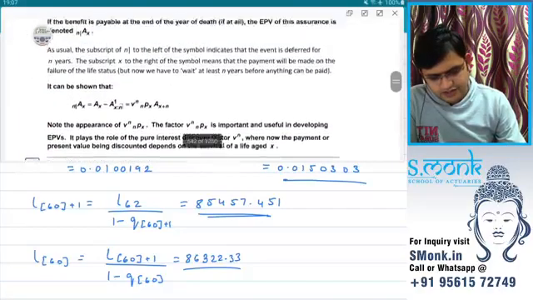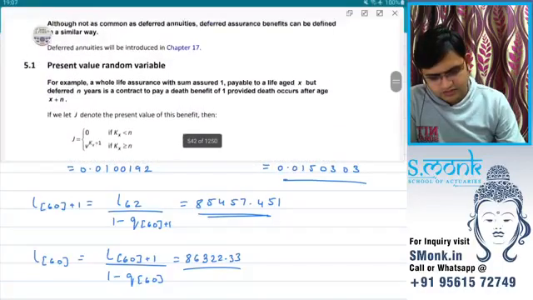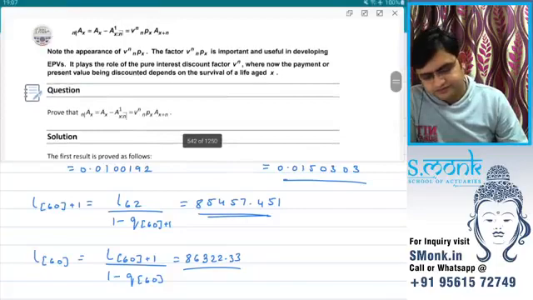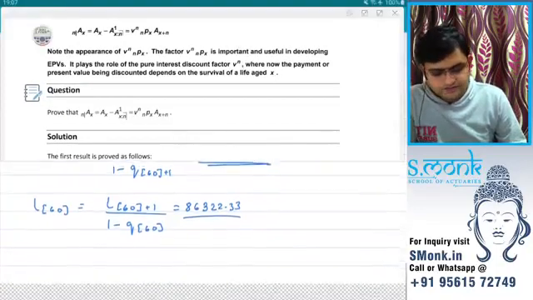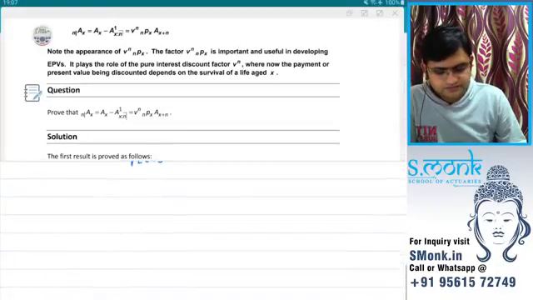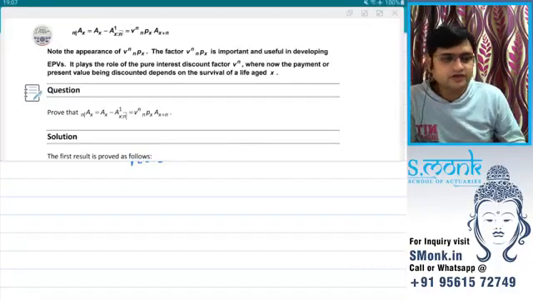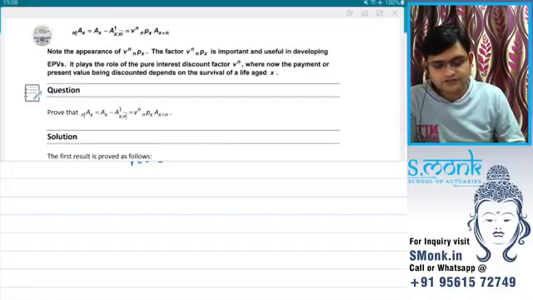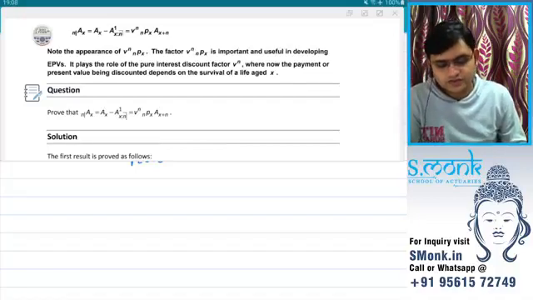This is page 18. This deferred annuity, we did prove for term annuity. You have to just use the same logic to prove that deferred annuity would be equal to this.